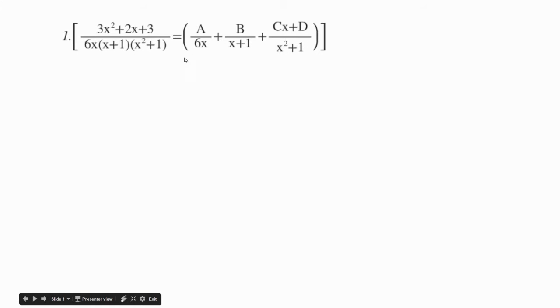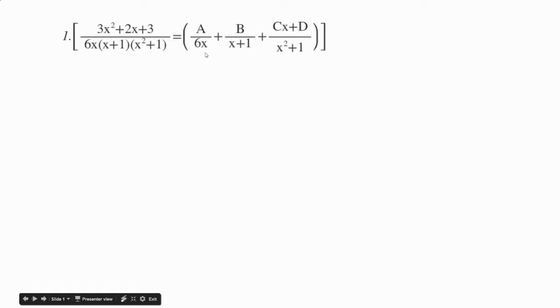Okay, so right here we have a partial fractions decomposition problem. So here's our starting problem right here on the left. And in this case, we're going to break the denominator into three different factors, which we're going to make a sum of. So the first factor is going to be linear. So it's going to be A over 6x, 6x being our first factor on the bottom.